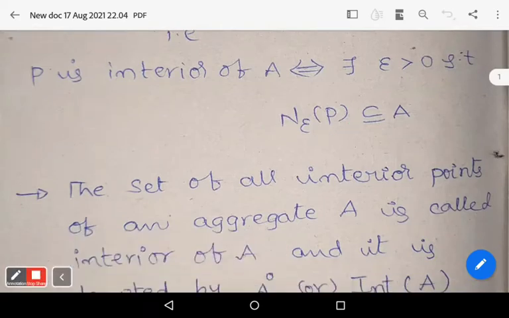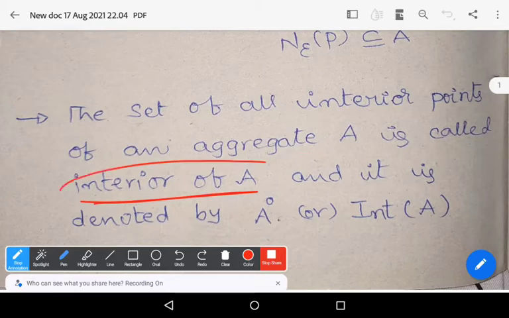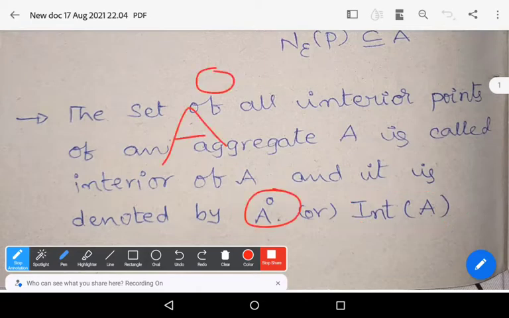Right. Let us see one more point. The set of all interior points of an aggregate capital A is called the interior of capital A. If you write all the interior points of a set, then that set is known as the interior of the set, and it is denoted by int of A, read as interior of A. It is simply denoted by A power 0, which represents the interior of A.